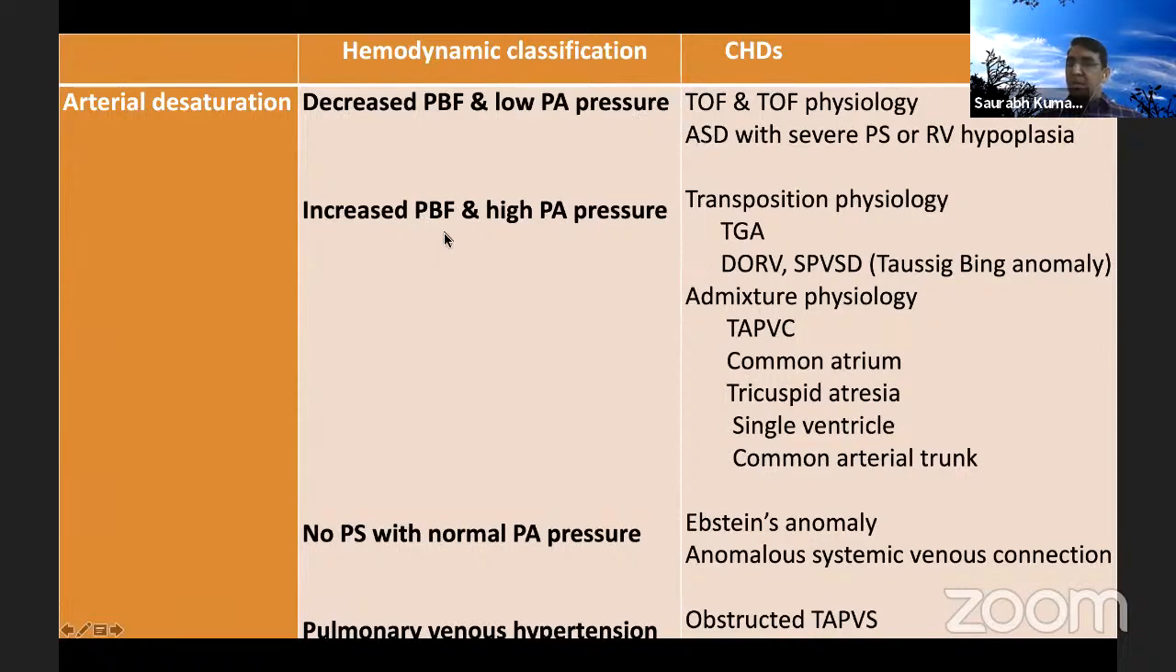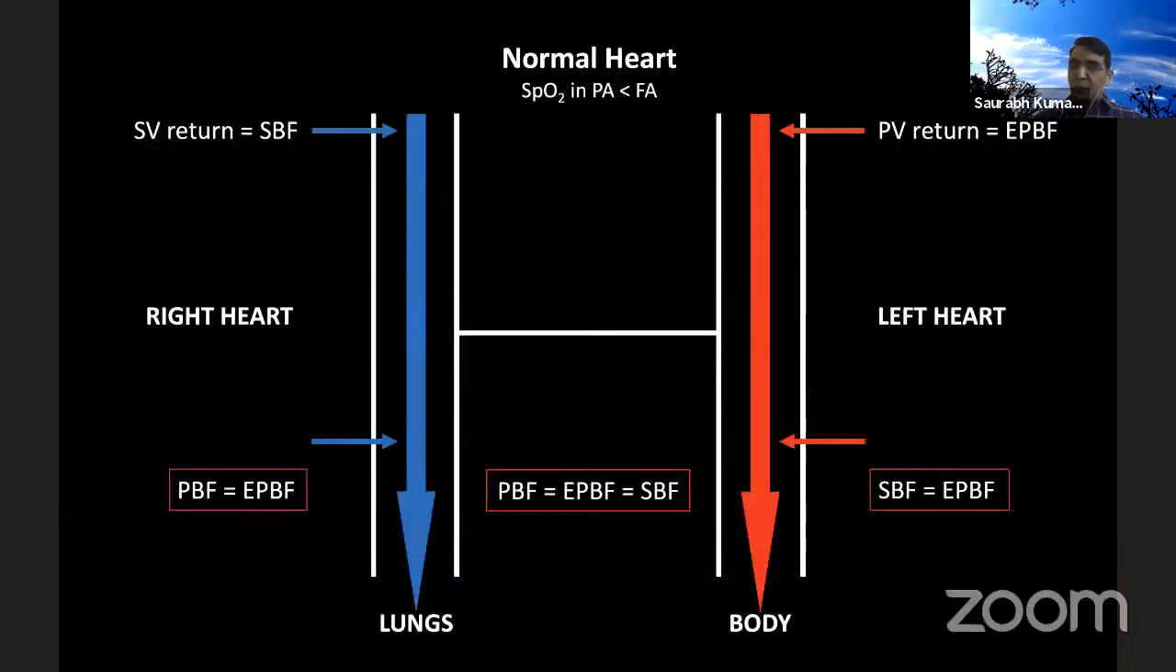The other group is increased pulmonary blood flow and high pulmonary artery pressure. The third group is no pulmonary stenosis with normal pulmonary artery pressure. And the fourth one is pulmonary venous hypertension. As most of you must be aware, the last group is the one which is mostly seen in neonates and infants. And the other groups are the ones which will be seen in grown-up children, adolescents, and adults. So we'll be focusing on these diseases much more than the last group.